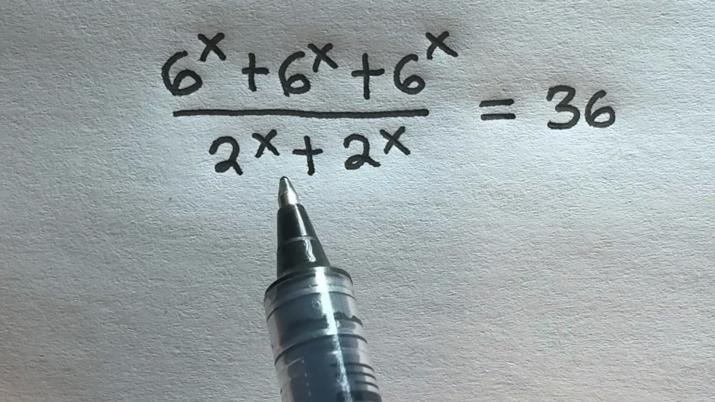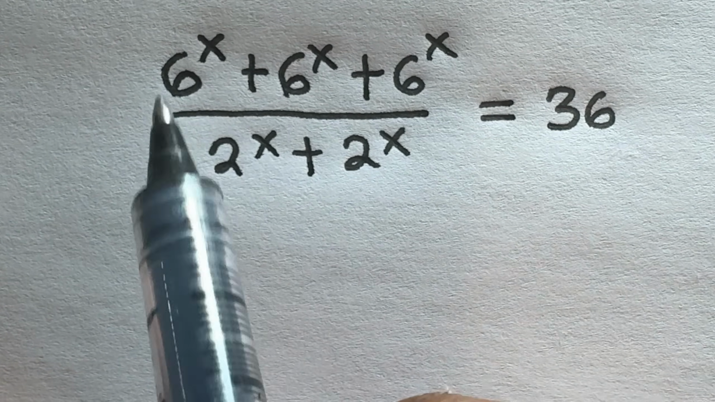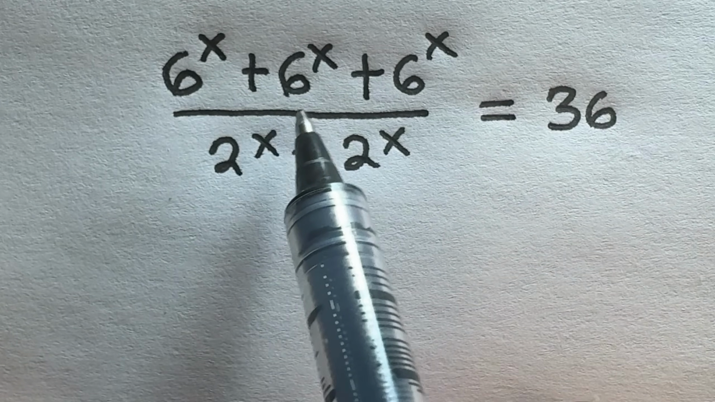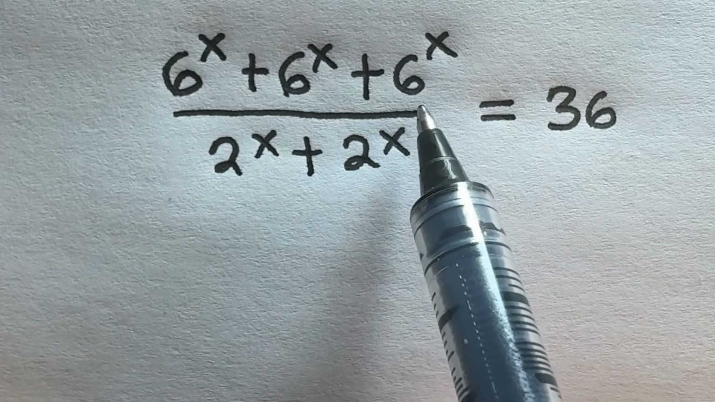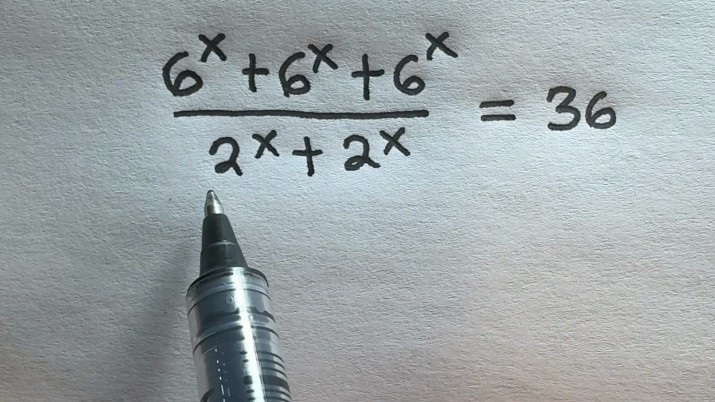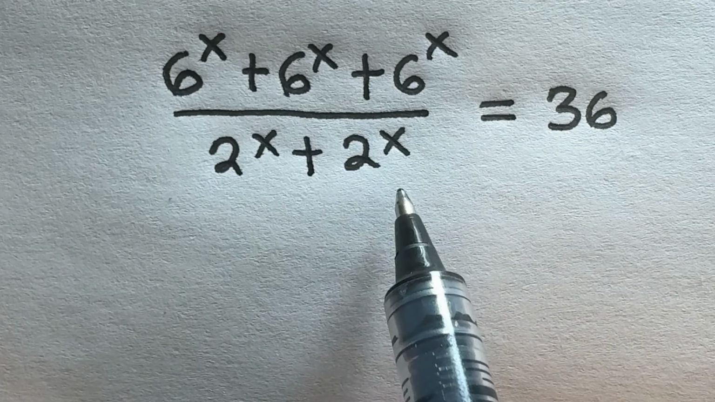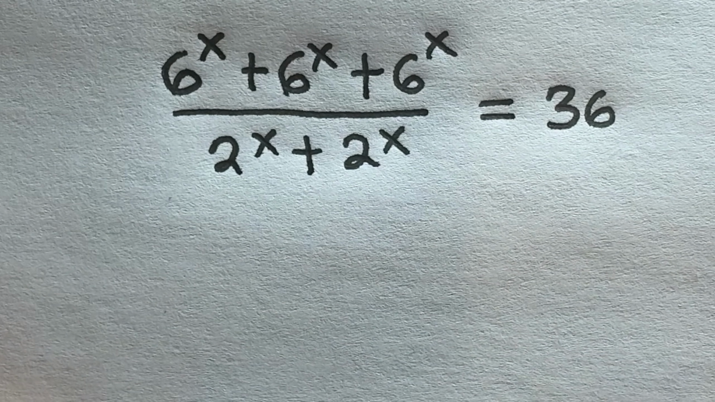In this problem, we want to solve for x given 6 raised to power x plus 6 raised to power x plus 6 raised to power x, all divided by 2 raised to power x plus 2 raised to power x, is equal to 36.